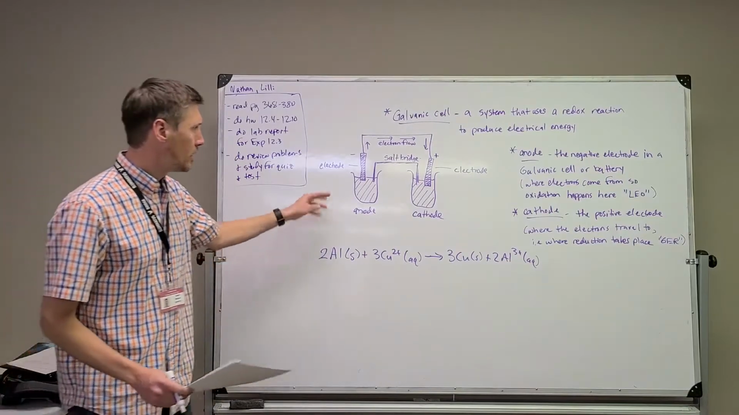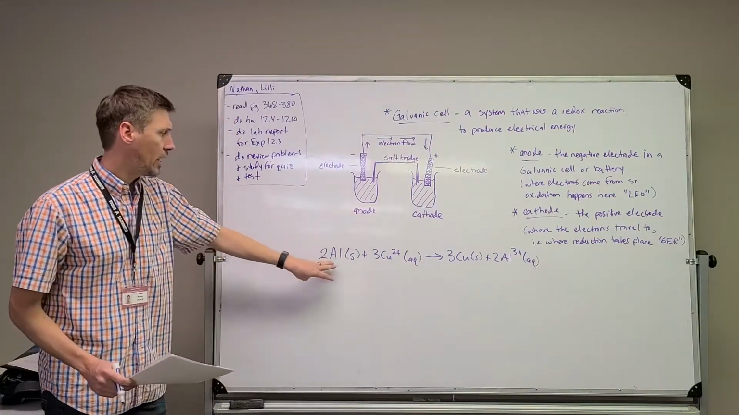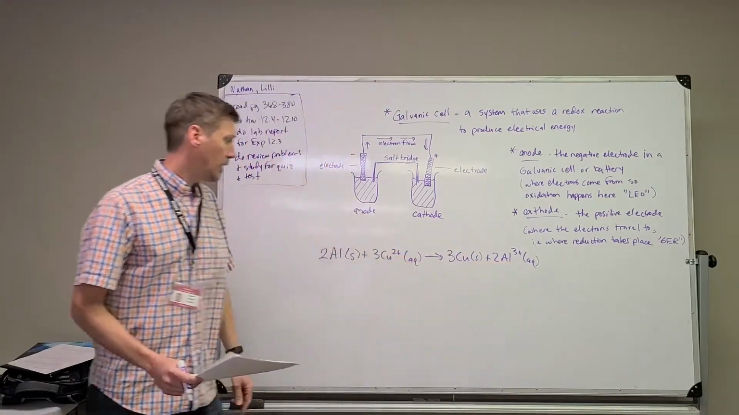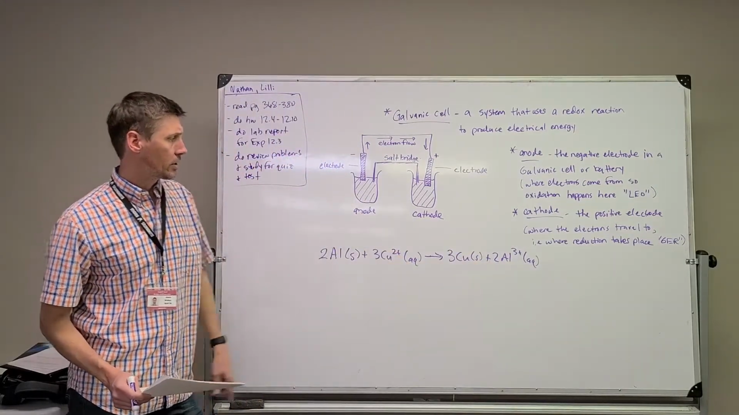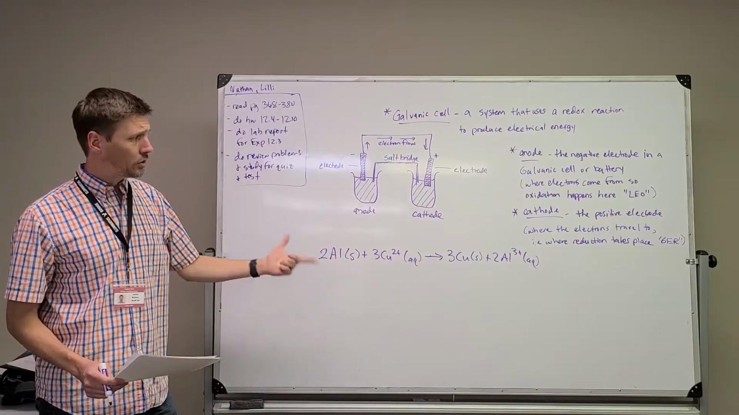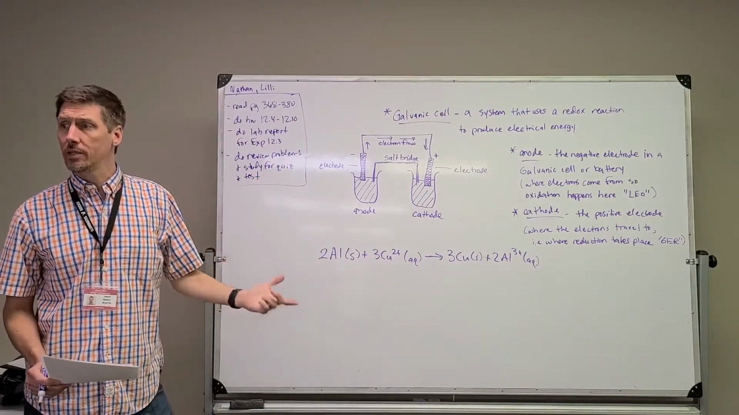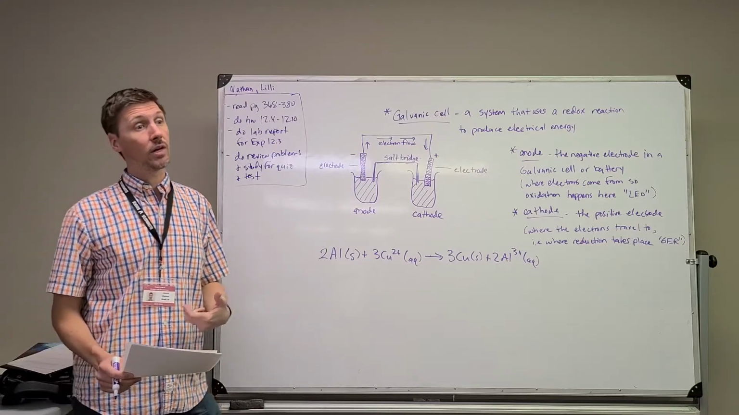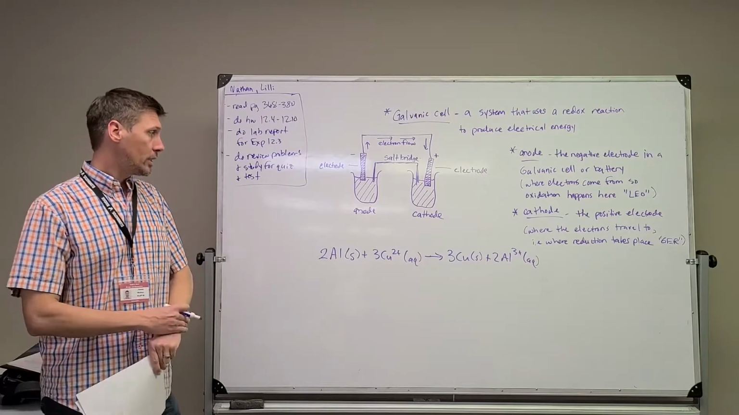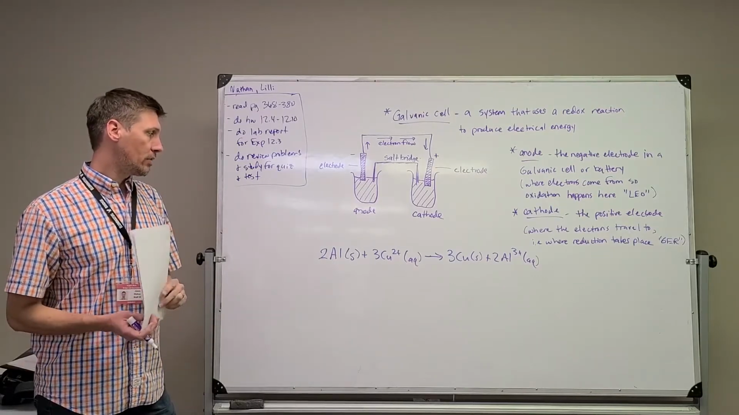One side of your galvanic cell is going to have aluminum as well as the aluminum ions. And the other side of the galvanic cell is going to have the solid copper and the copper ions. And the way that you determine which one goes where is by looking at the oxidation states to figure out which one is oxidized and which one's reduced. Okay? So let's consider the oxidation states of this reaction right here.